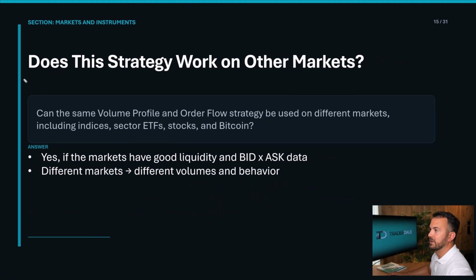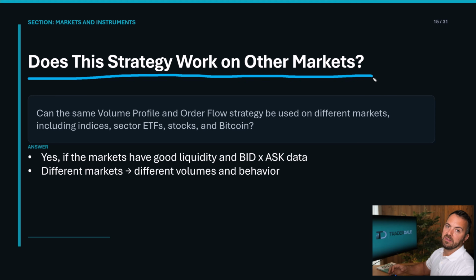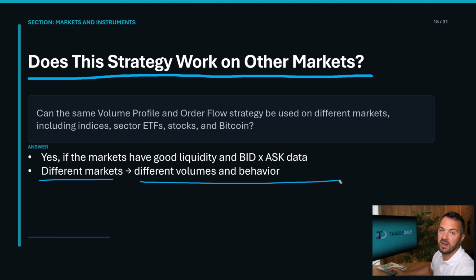Question number 15. Does this strategy work on other markets? You can apply this strategy on any market you guys want because this is universal. We are tracking the big players using volume profile and order flow. So what you just need is a market that is liquid and that has bid and ask data. Keep in mind that different markets have different volumes and different behavior, but the core of the strategy is the same and the logic applies for all markets.